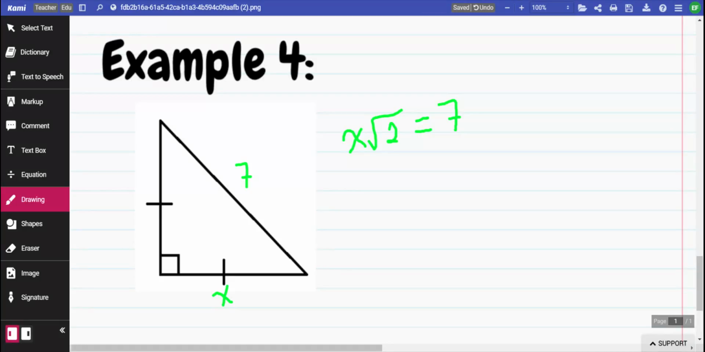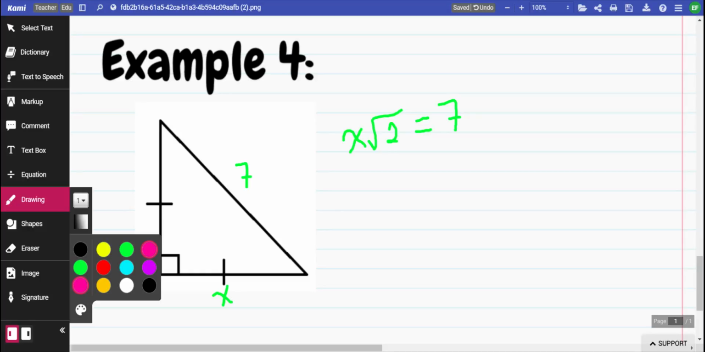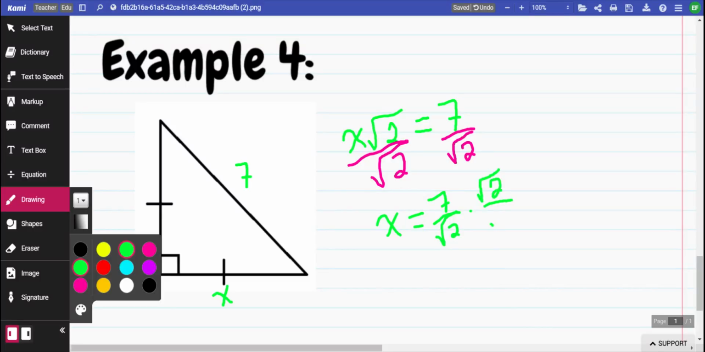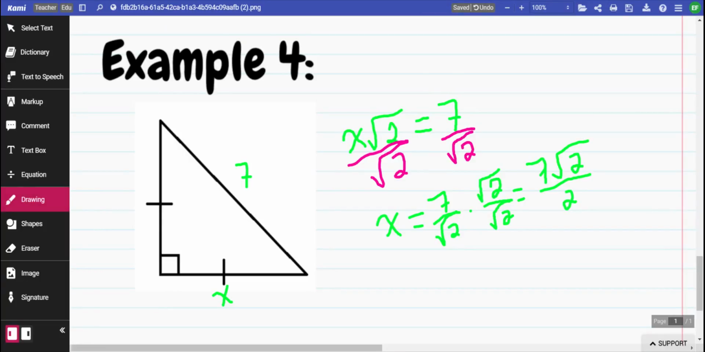In order to solve for x here, this is x times the square root of 2. We're going to go ahead and divide by the square root of 2. Which would technically be done, except we did learn before with radicals that we are never allowed to leave a radical in the denominator. So that means that you're required to rationalize. So to rationalize, we'll multiply by the square root of 2 over the square root of 2. And we end up with 7 times the square root of 2 over 2. So that is going to be the length of our legs here.